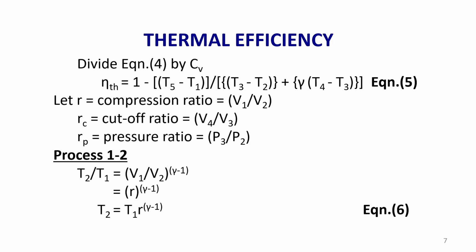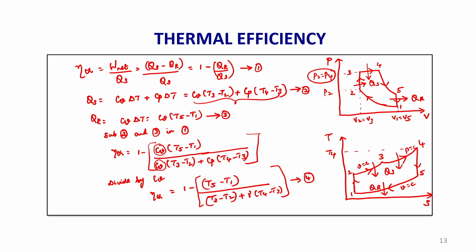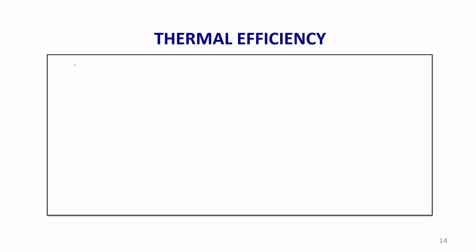Now, I am going to define the compression ratio, okay. R is the compression ratio, V1 by V2, okay. So, compression ratio is the volume before compression and after compression, that is V1 by V2.